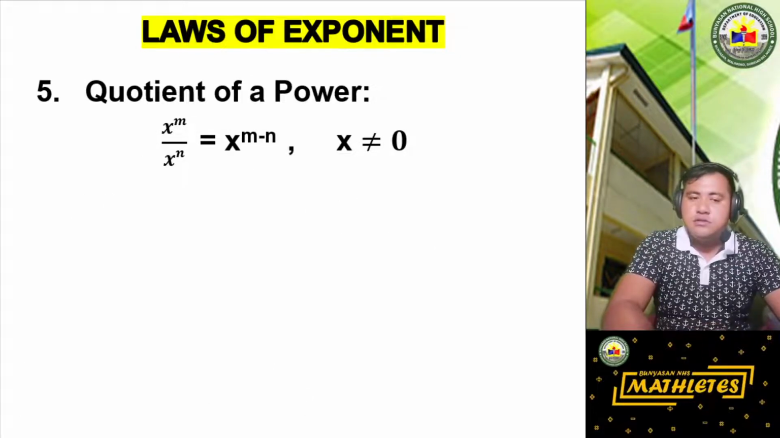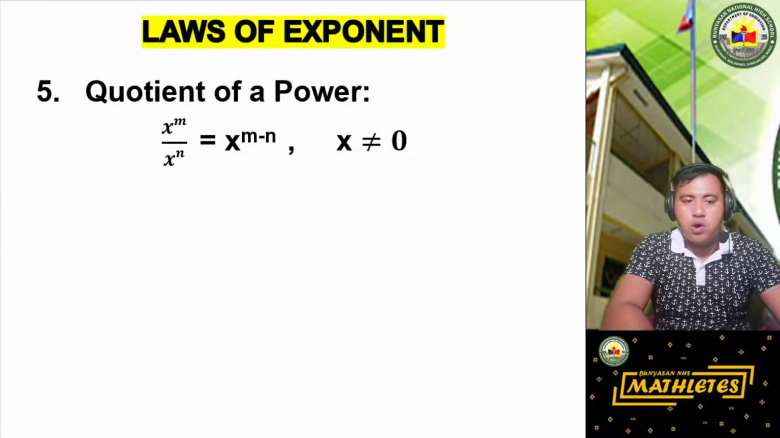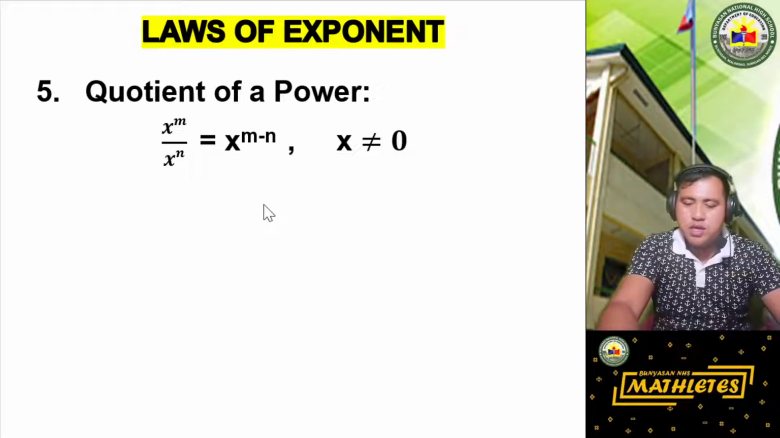Okay, we have the fifth law. We have the quotient of powers. That is x to the power of m over x to the power of n is equal to, you have to subtract the exponents. So, that is x, keep the base, and subtract the exponents. x raised to the power of m minus n, where x is not equal to 0. So, our base will not be equal to 0. Dili siya pwede. Di pwedeng maging 0 ang base natin.